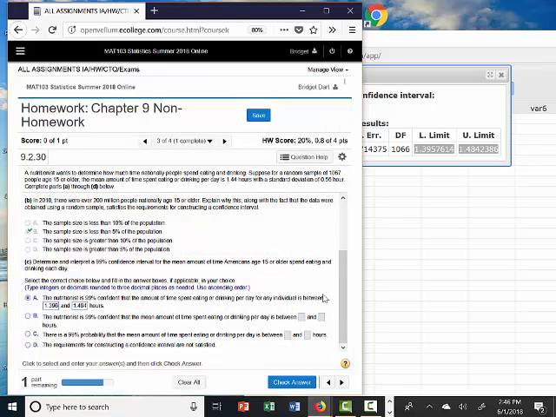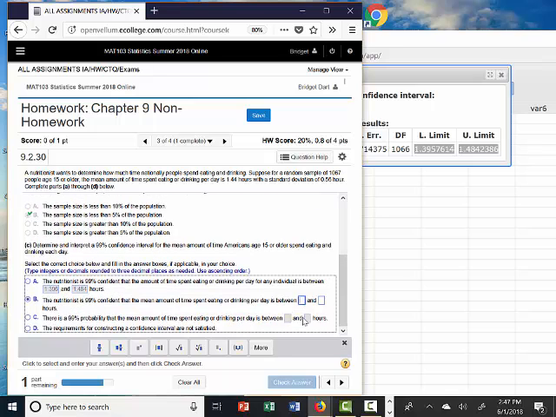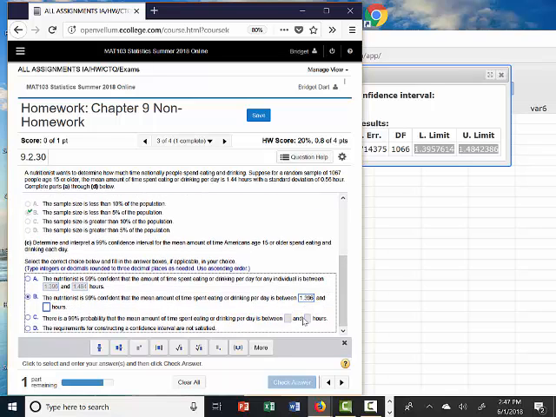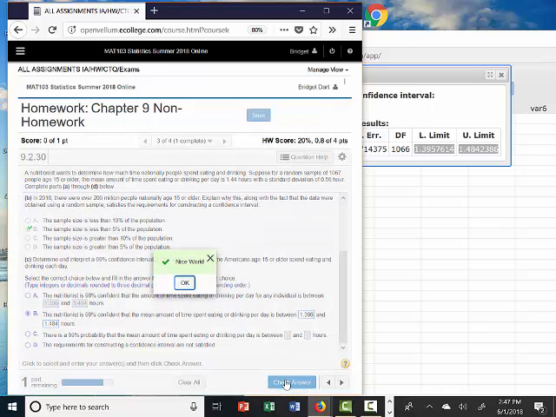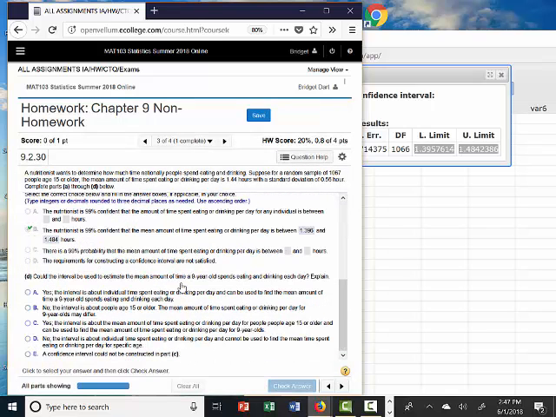Now, how come I keep getting this wrong? The nutrition is 99% confident. The mean amount of time spent eating or drinking is between... Oh, see, that one says any individual amount of time spent. This is the mean amount of time. So those numbers should have gone here: 1.396 and 1.484. They want to make sure that you also have an understanding of how to interpret the confidence interval.